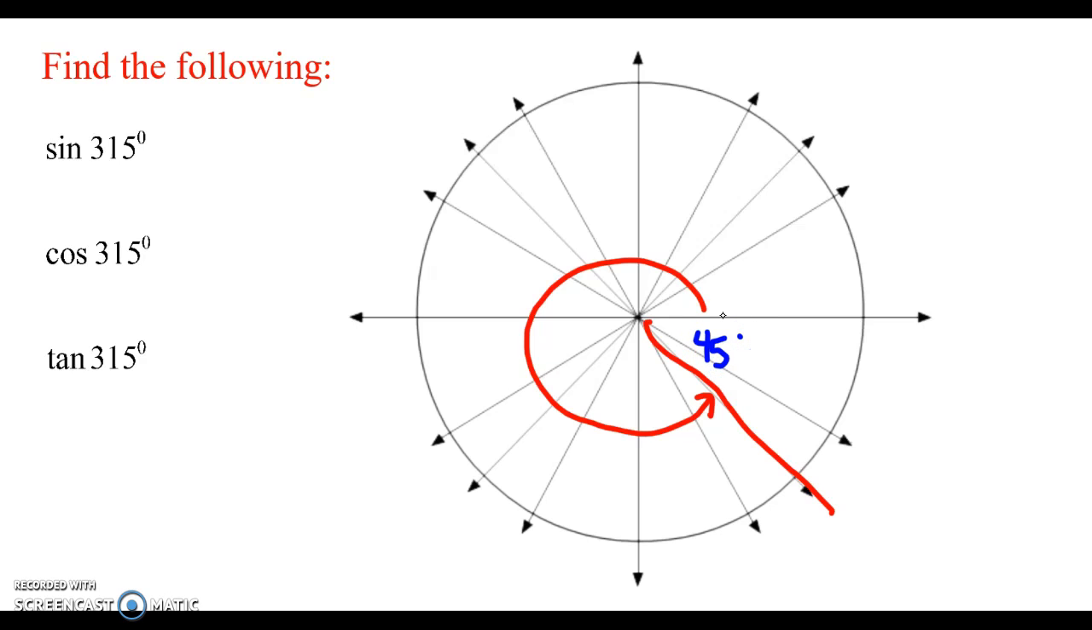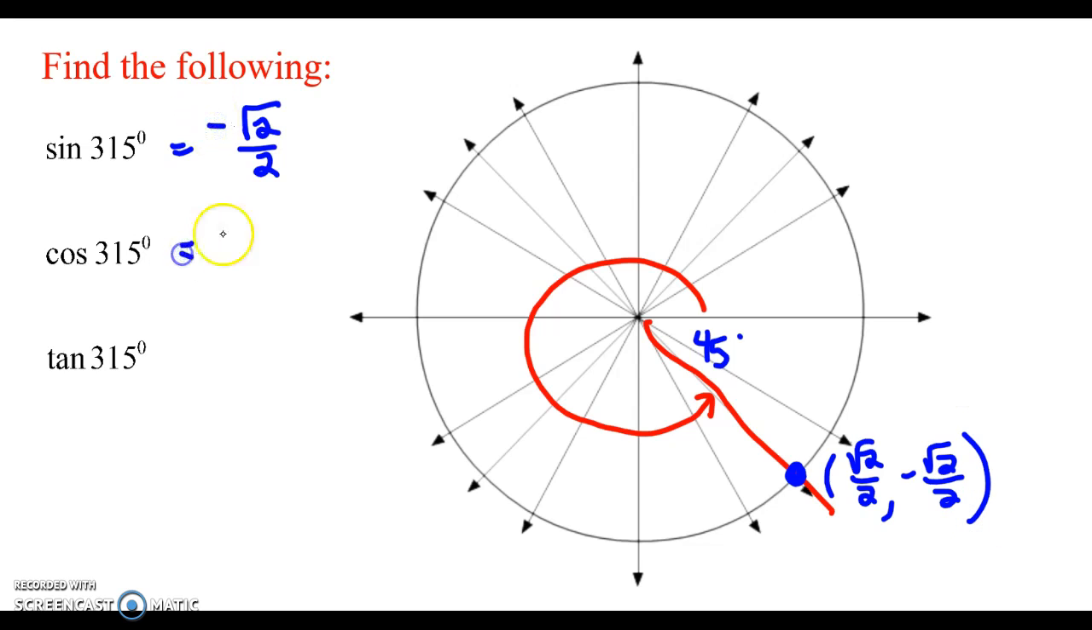And I know the sine of a 45-degree angle is rad 2 over 2, but I have to remember that I am in the 4th quadrant, and any point on the unit circle in the 4th quadrant is going to have a negative y value. So that would be the ordered pair. So sine of 315 would be negative rad 2 over 2. Cosine would be positive because the x value is positive in the 4th quadrant. And then tangent, if I do y over x, or sine over cosine, would be -1.